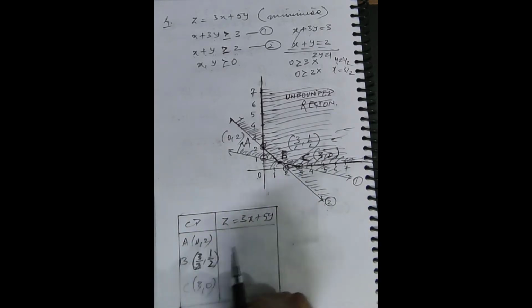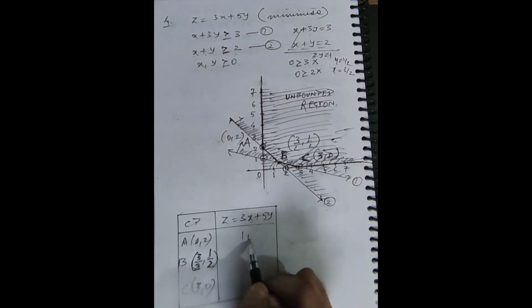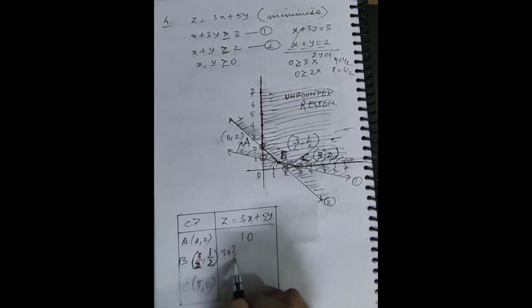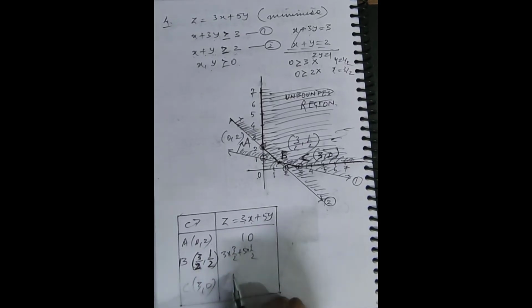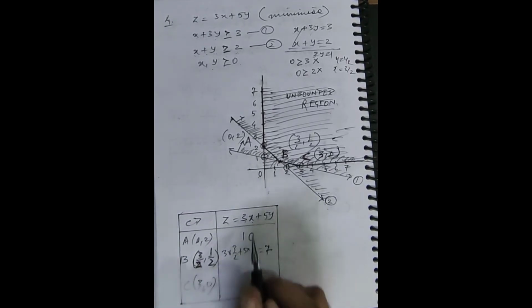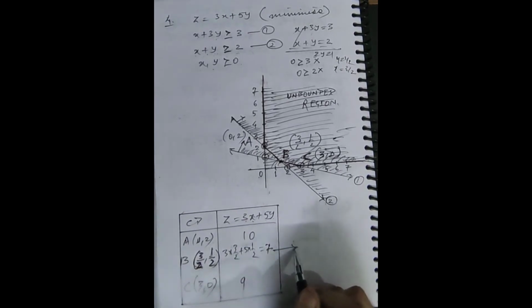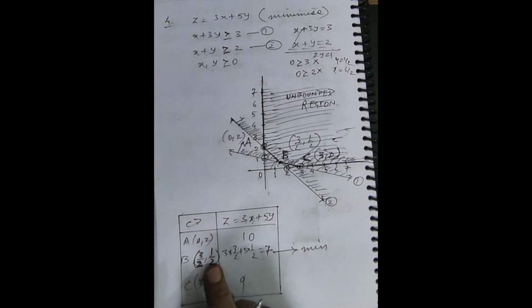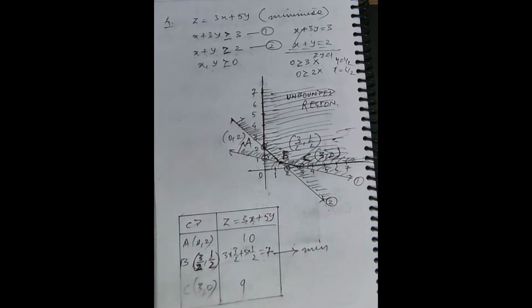So at (0, 2), the first term is 0 and 2 fives are 10. At (3/2, 1/2), 3 into 3/2 plus 5 into 1/2 makes 9/2 plus 5/2, which is 14/2, giving you 7. Here the second term will be 0 for this point, and 3 threes are 9. So this is the minimum value required, at point B (3/2, 1/2). This is the value of x, this is the value of y. This was the first case of unbounded region. We will see more questions from the same exercise.